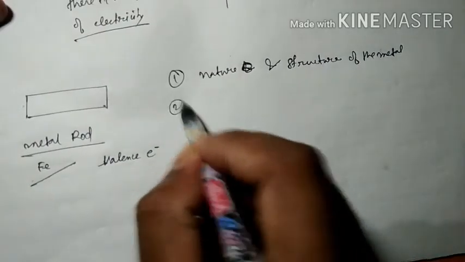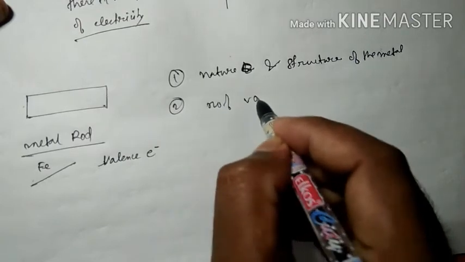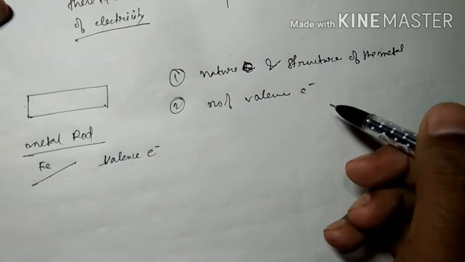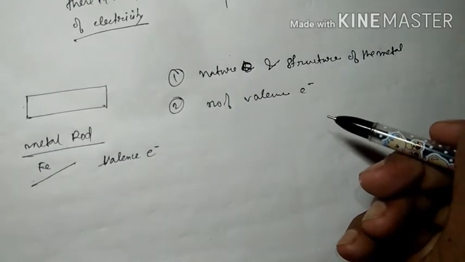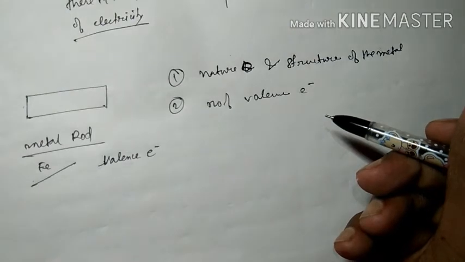Now the next factor is the number of valence electrons. If the number of valence electrons is more, then conductance will be more. If the valence electrons are few, then conductance will be low, okay?